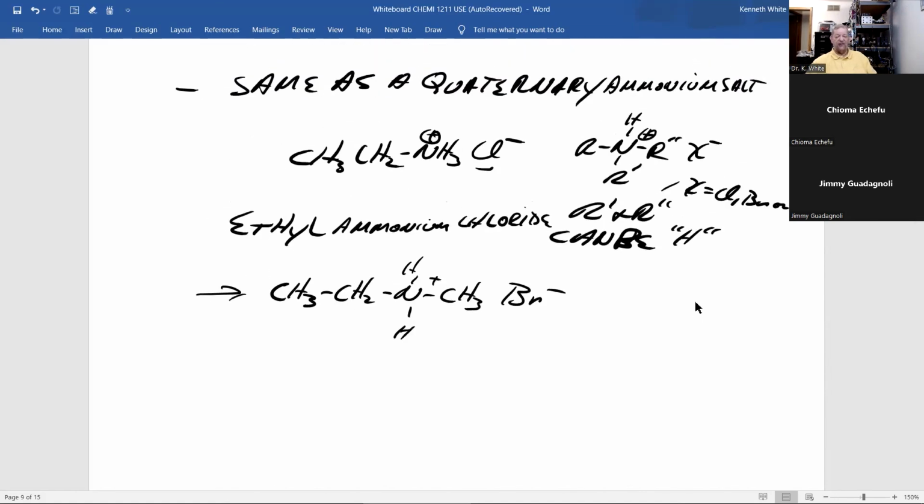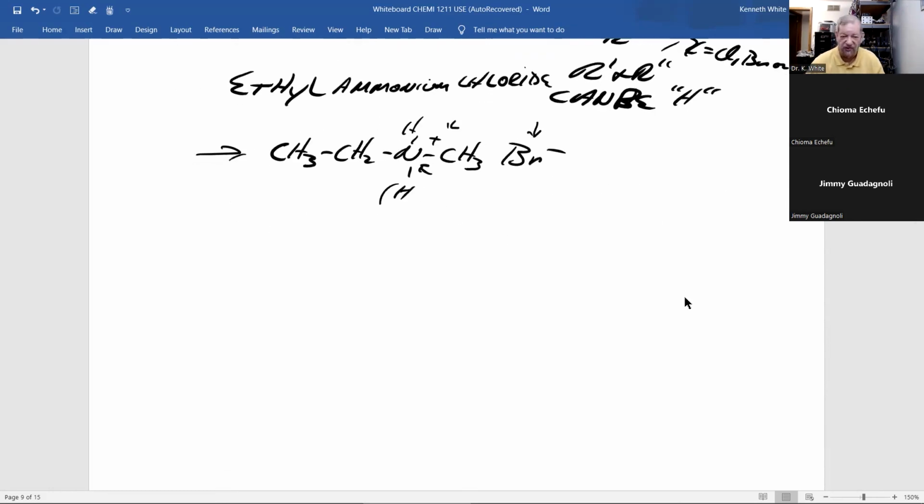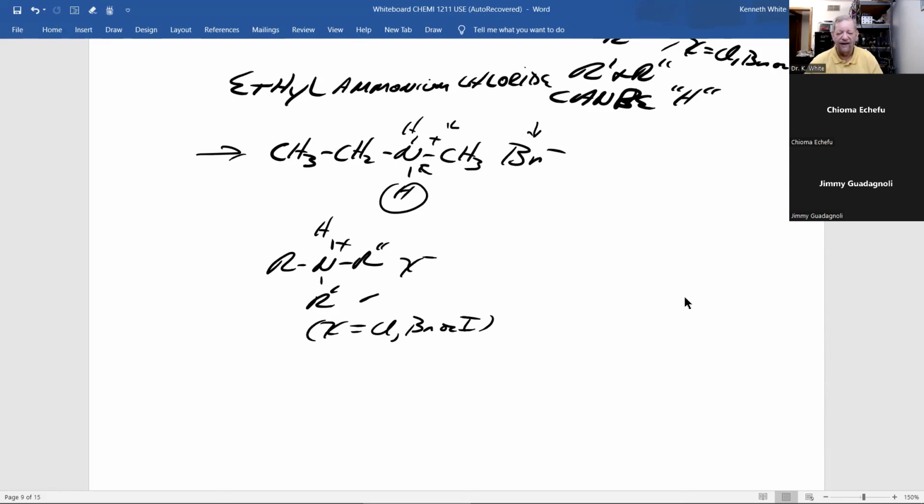What's different? Ooh, nitrogen. It's got a plus charge and an anion, but there's only 2 R groups on there. There's at least 1 hydrogen. So this is an amine salt. And we can draw it like this, where R prime and R double prime, one or both or none, can be hydrogen.